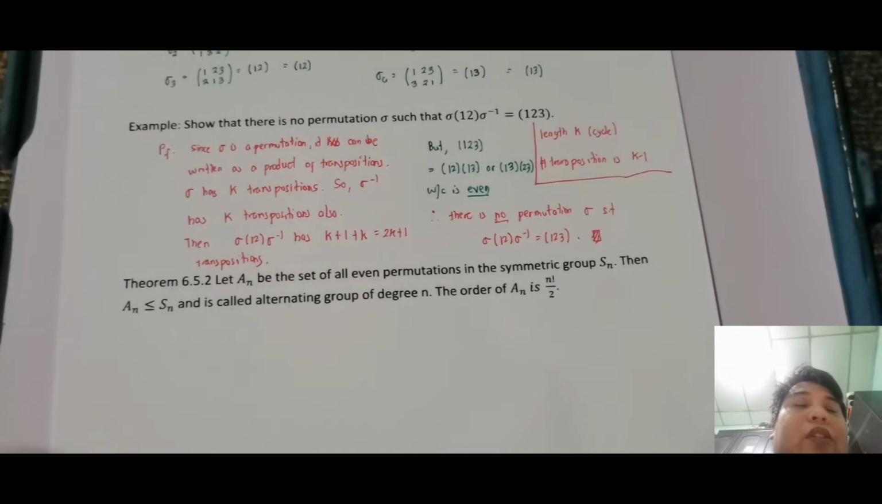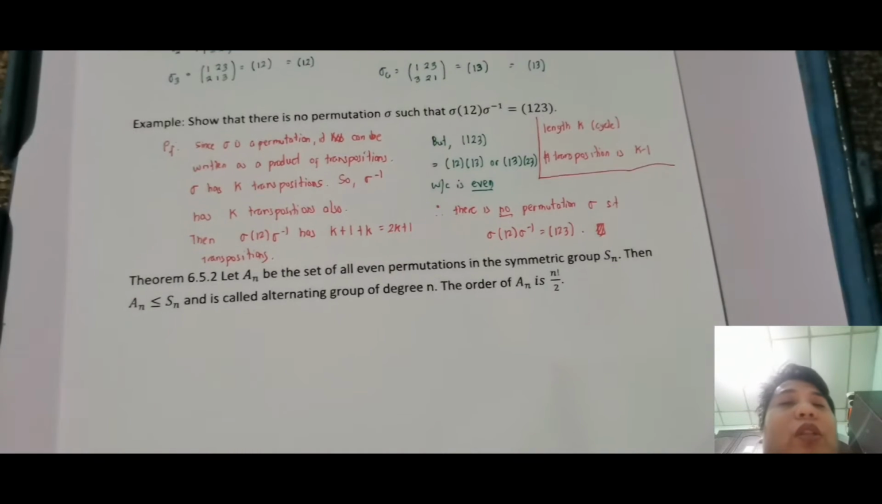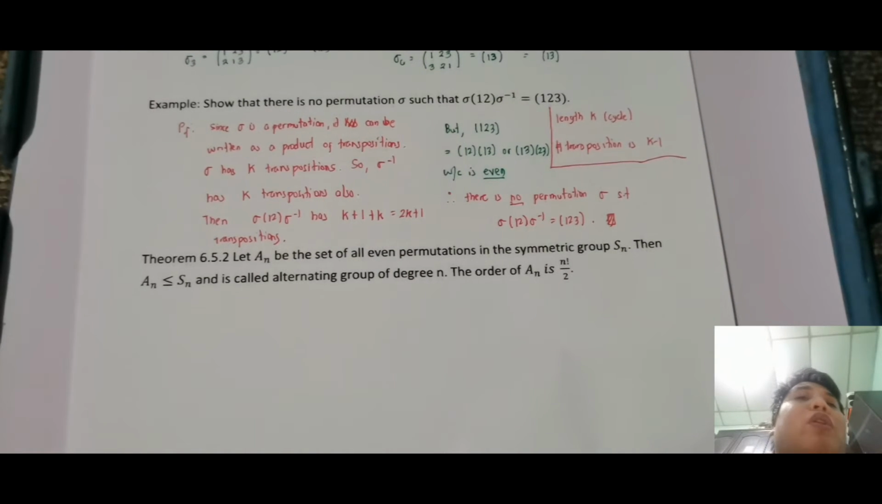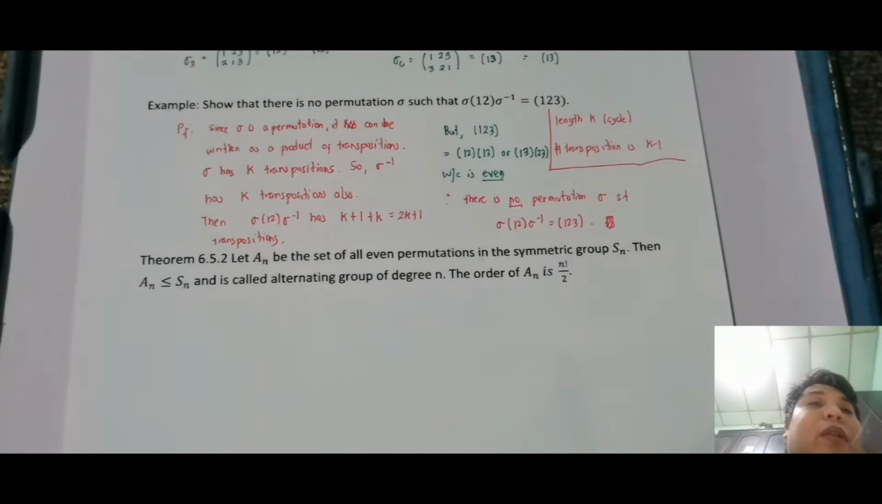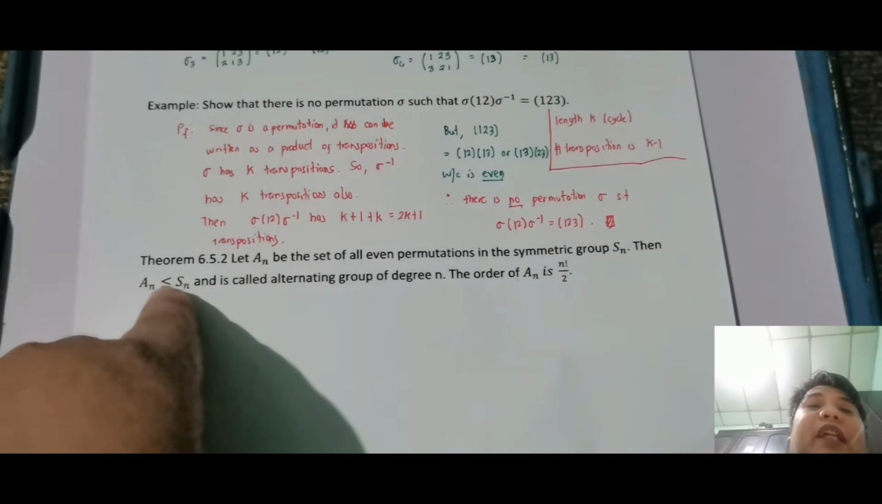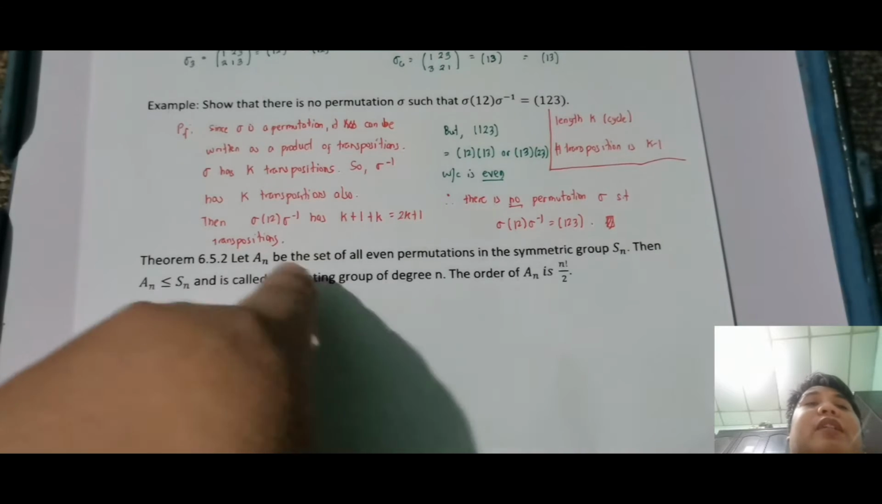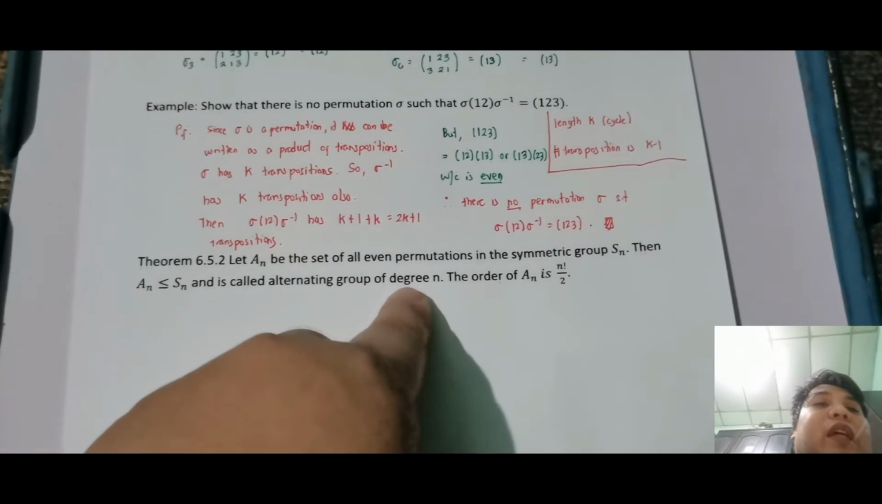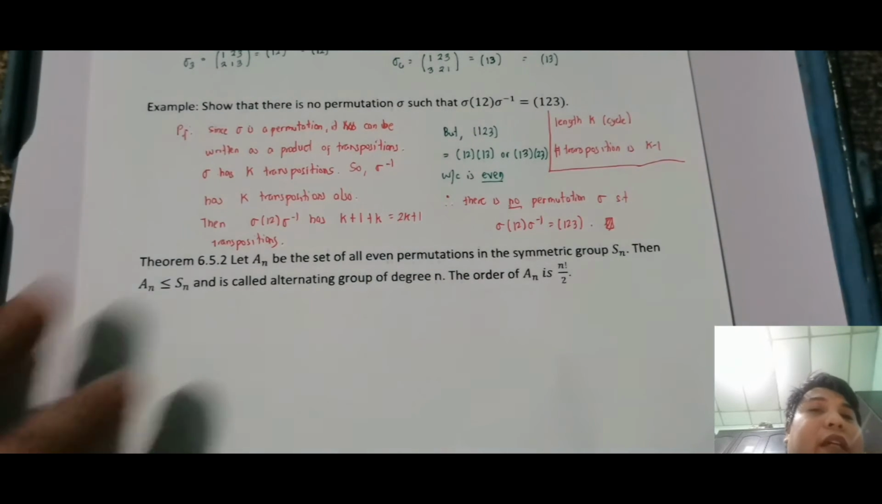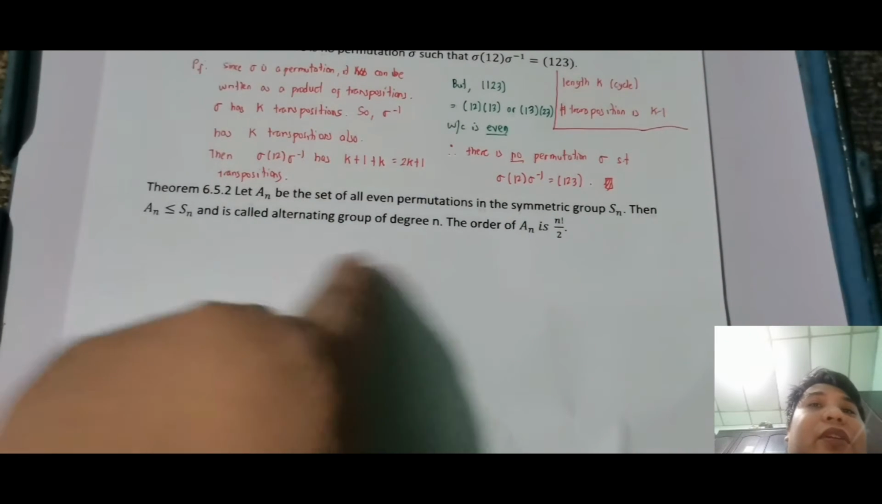Okay, so lastly, we have theorem 6.5.2. Let A sub n be the set of all even permutation in the symmetric group S sub n. Again, A sub n is the set of all even permutation in symmetric group S sub n. Then, A sub n is a subgroup of S sub n, and it is called the alternating group of degree n, and the order of A sub n is n factorial. Okay, so yun nga.